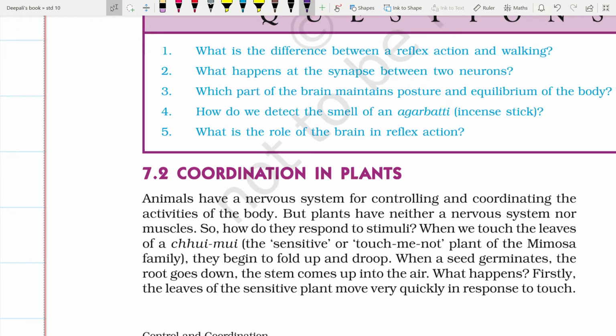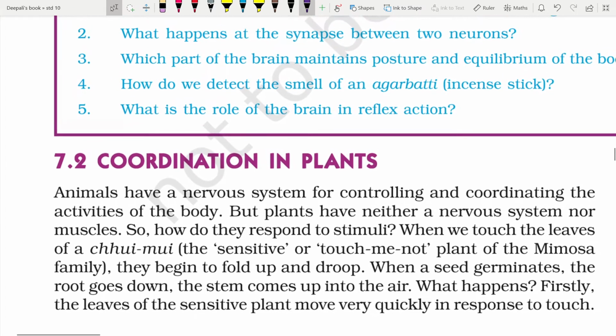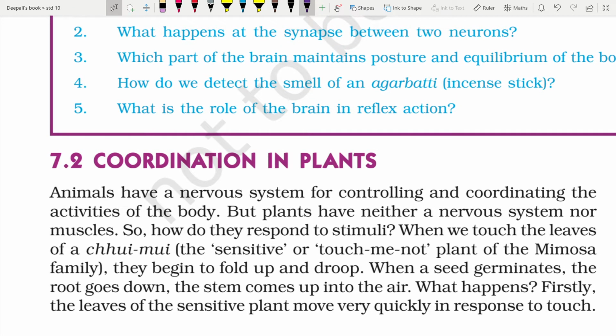Now, animals have a nervous system for controlling and coordinating the activities in the body. But plants neither have a nervous system nor muscles. Then, how do they respond to the stimuli? When we touch a leaf of chui mui, the sensitive or touch-me-not plant of the Mimosa family, also known as Mimosa pudica, they begin to fold up and droop.